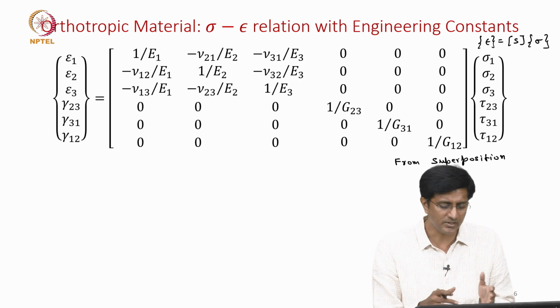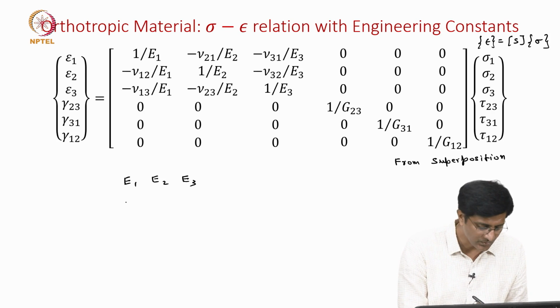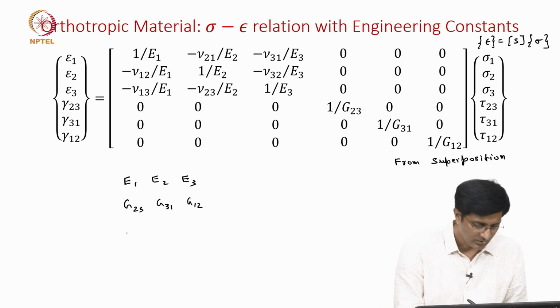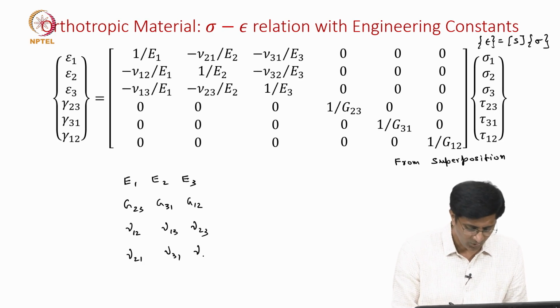So, in this compliance matrix we are able to write it in terms of the elastic constants E1, E2, E3, as well as the shear moduli G23, G31, G12 and the Poisson ratios. So, here we have the Poisson ratios nu 12, nu 13 and nu 23, as well as the Poisson ratios nu 21, nu 31 and nu 32.